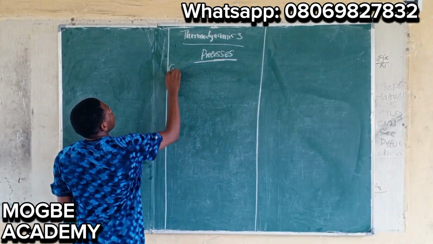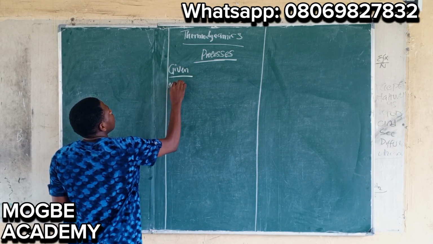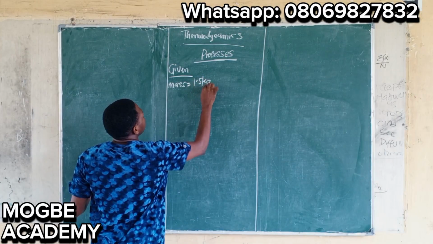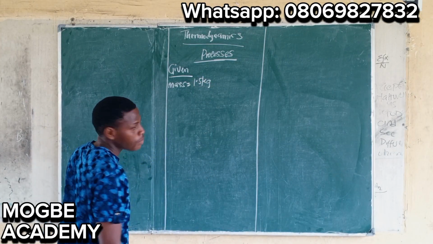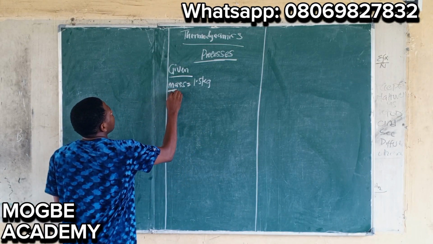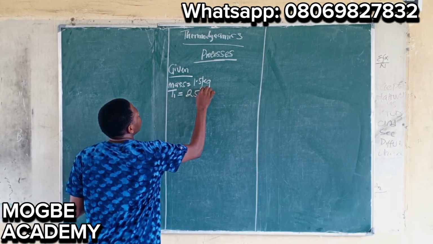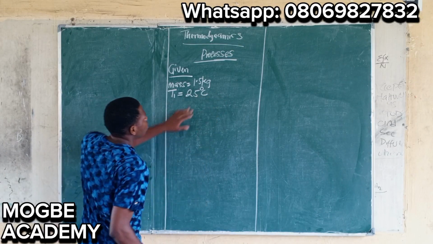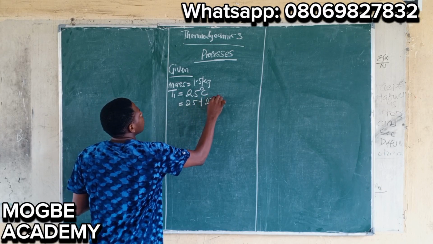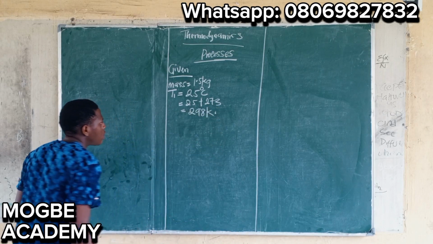So I'll give you the parameters. The first one is the mass, 1.5 kg. What's the second thing? Temperature. They give us the initial temperature, T1, which is 25 degrees Celsius. So you are converting Celsius to Kelvin: 25 plus 273 is equal to 298 Kelvin.